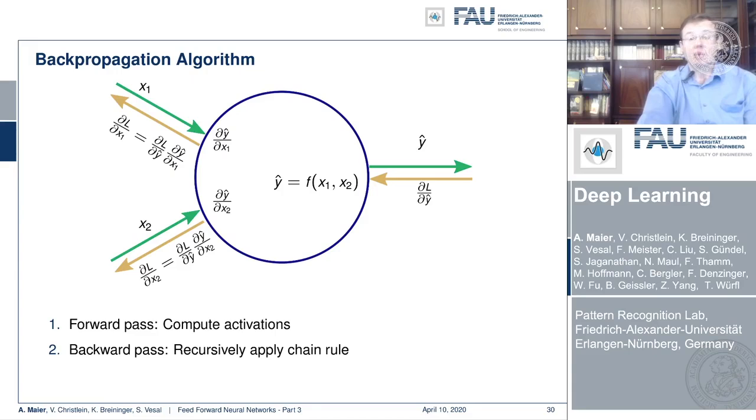So for every module or node in this block, you need to know the derivative with respect to the inputs and the derivative with respect to the weights. If you have that for every module, then you can compose a graph, and with this graph you can then compute arbitrary derivatives of very complex functions.